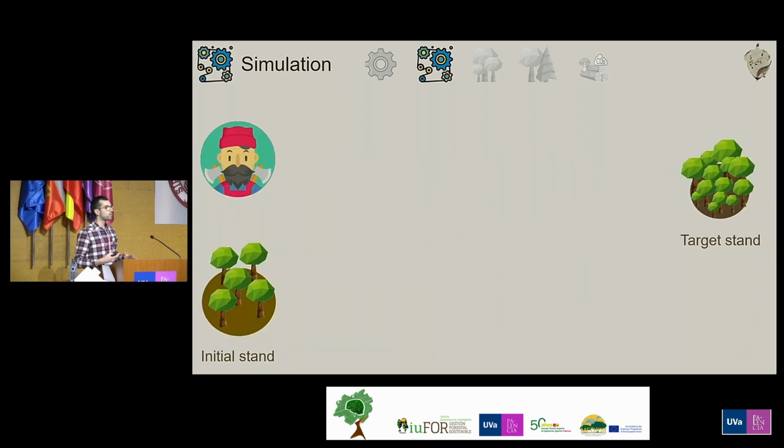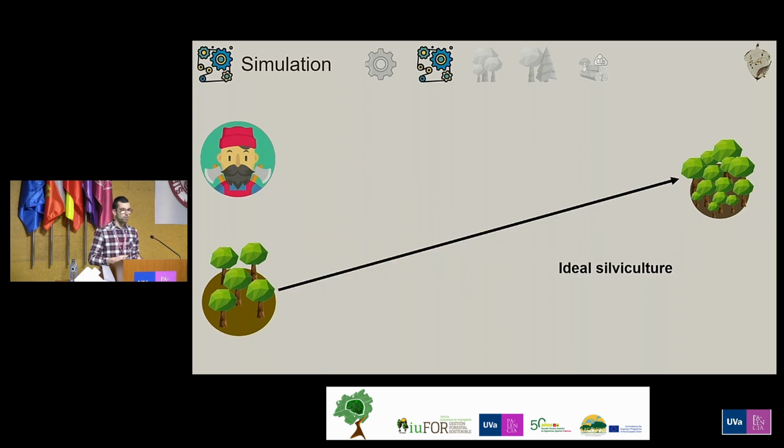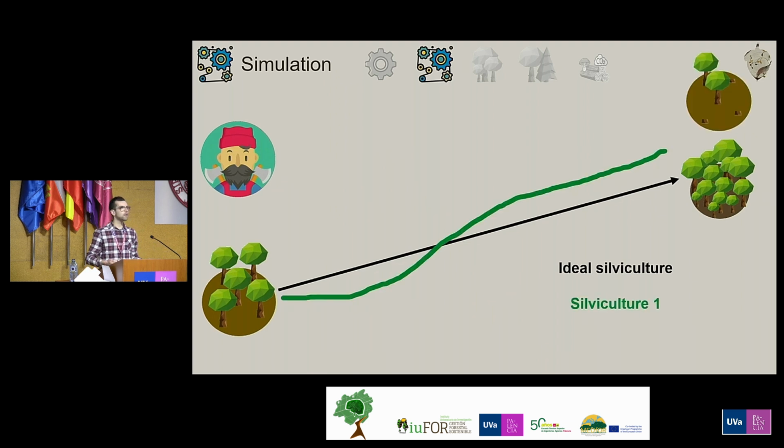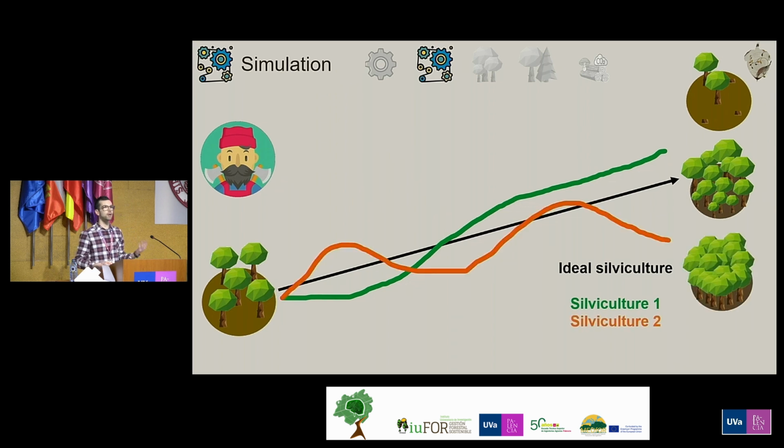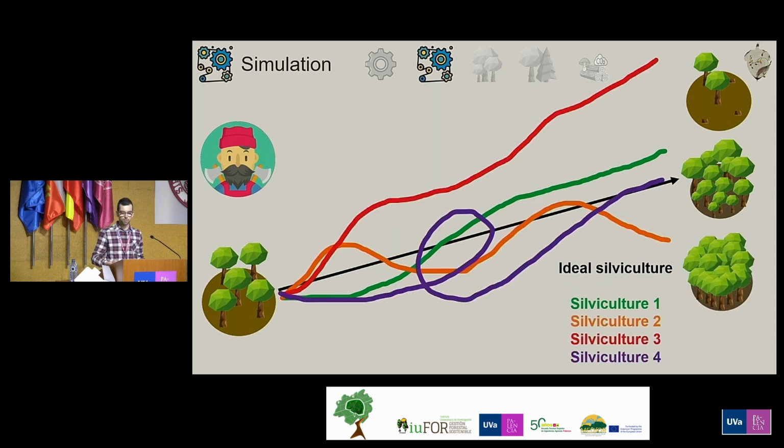Imagine that we have a forest that looks like the one on the left side, and our goal is to manage our forest and get the structure on the right side. So ideally, the easiest silviculture is a straight line where we spend less effort, less money, less time, and so on to reach that goal. But the reality is that depending on how we apply that silviculture, we can reach different points or spend more effort than we require to reach the same goal.